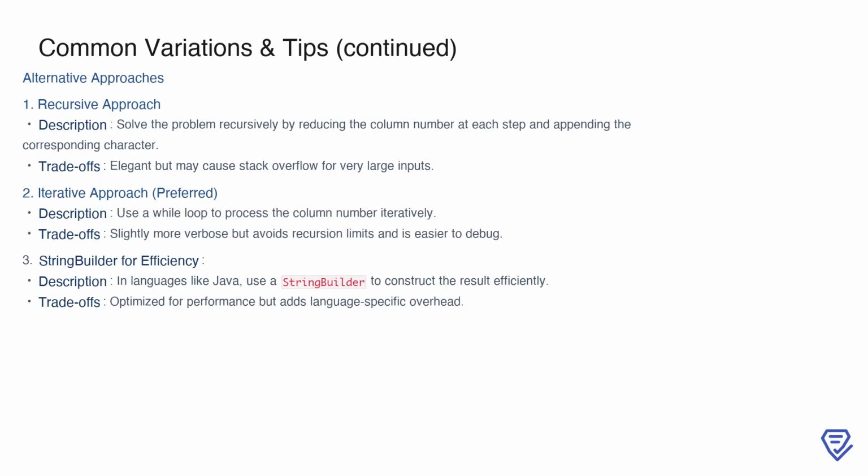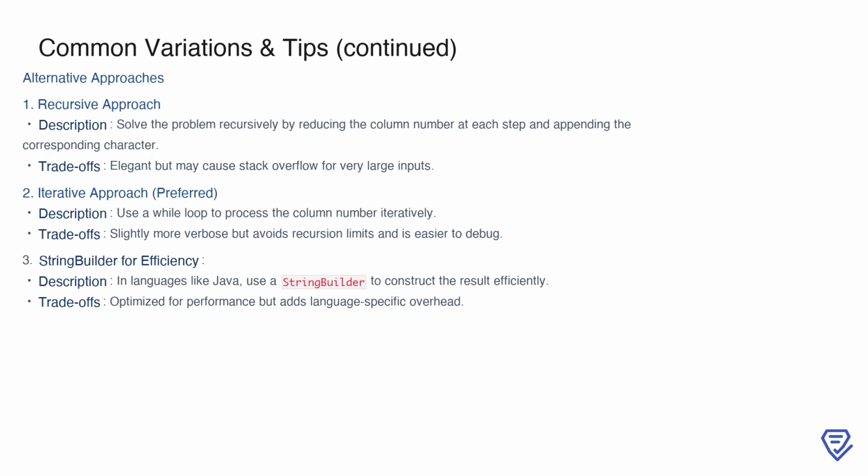There are a few alternative approaches to solving this problem, each with its own trade-offs. One option is a recursive approach, where you repeatedly reduce the column number and append the corresponding character at each step. While this can result in elegant and concise code, it may lead to stack overflow for very large inputs due to deep recursion. The iterative approach is often preferred because it avoids recursion limits and is easier to debug.